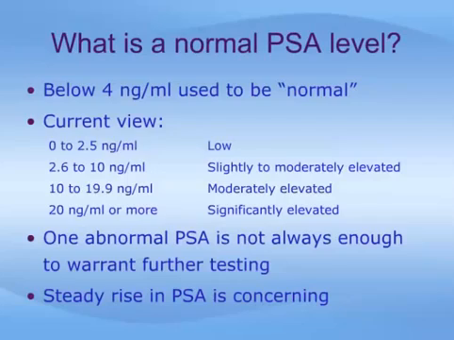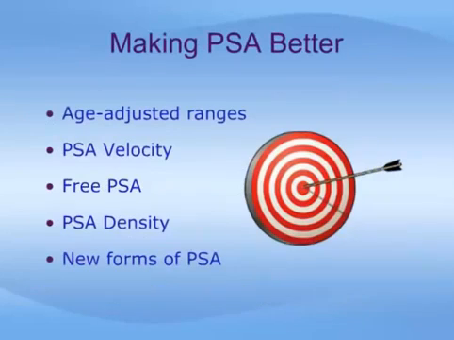In reality, there is no specific normal or abnormal PSA level, as every man will be different. Clearly, however, the higher a man's PSA level, the more likely it is that cancer is present, and a steadily rising PSA is most concerning. A variety of factors can cause PSA levels to fluctuate over time, and one single abnormal PSA test does not necessarily indicate a need for further investigation.